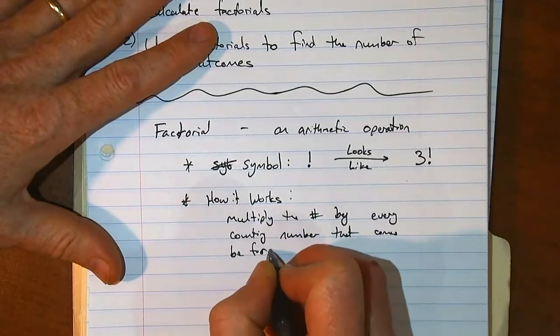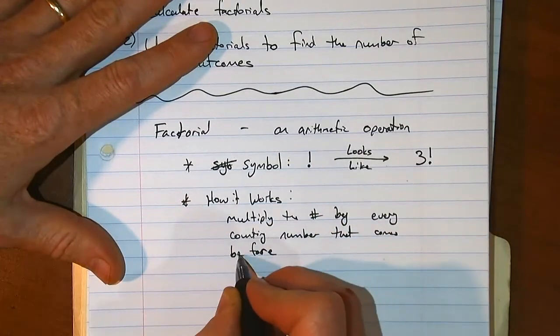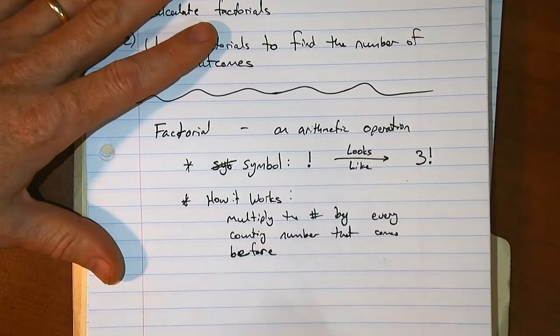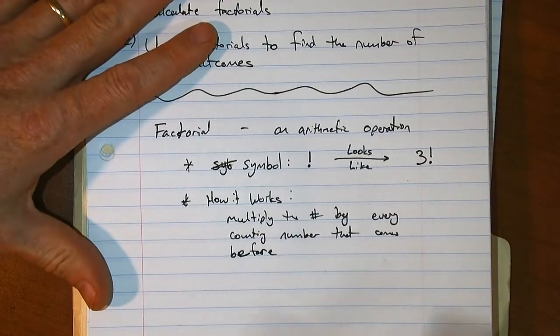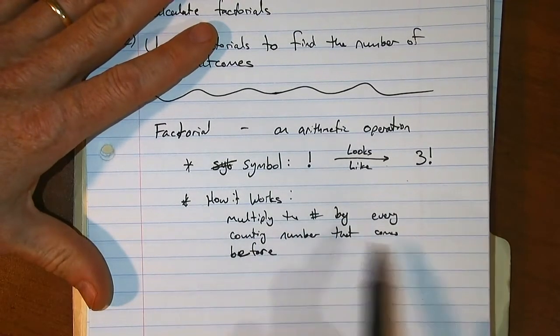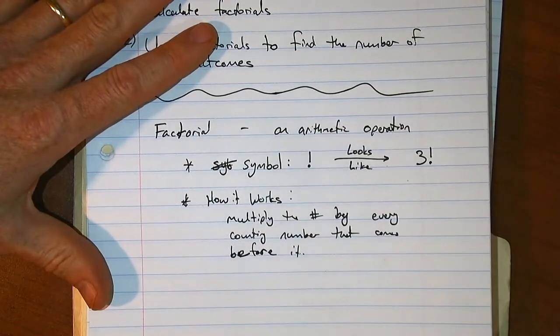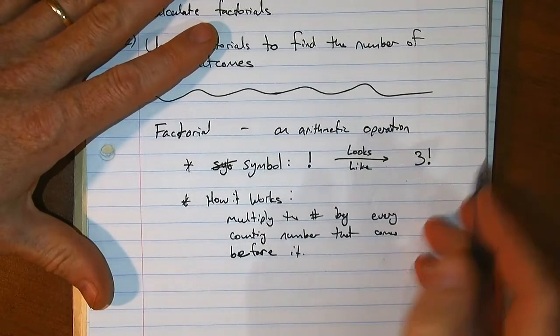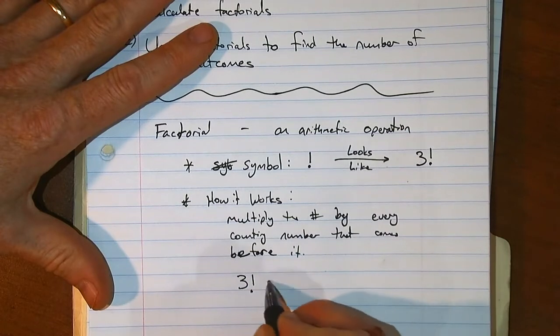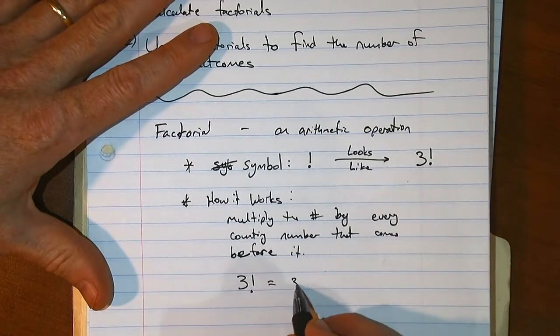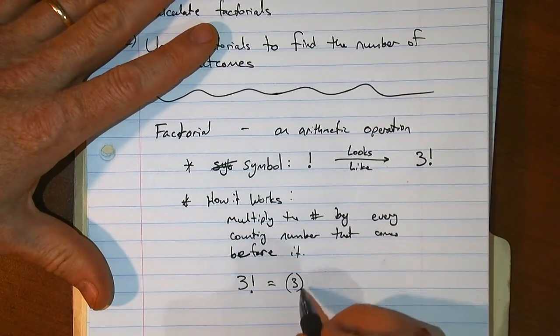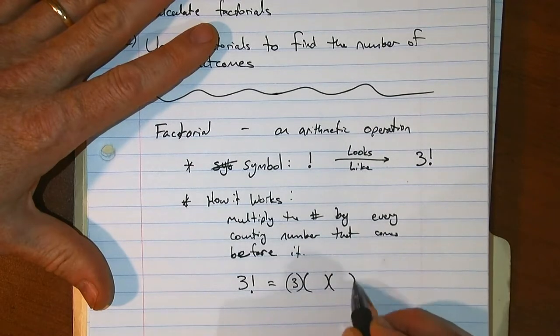Before is usually one word. I'm not sure. Let's just make that a really big E. Before it, okay? It makes you multiply the number by every counting number that comes before it. So in this particular case, 3 factorial, what that means is I'm going to start with a 3, and I'm going to multiply it by every counting number that comes before it.